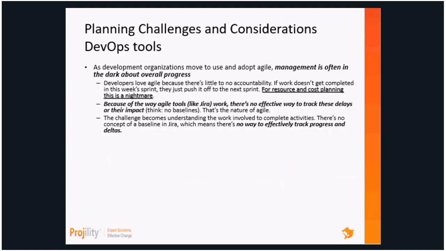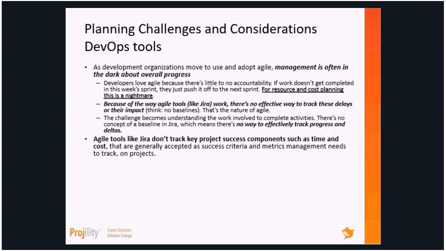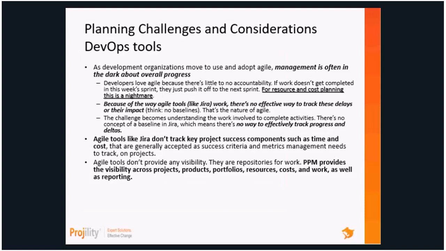So the challenge really becomes understanding what's involved in these activities and how are you going to track them to show progress. Agile tools like Jira also don't track a lot of success factors that are in a project management system like time and cost. Really, they're designed to track the work and the progress on those. So from a time and a cost perspective, you're always going to need a PPM tool. They also provide limited visibility across the portfolio, definitely across resources, not across costs and work, as well as provide the kind of reporting. So if you're trying to track on sprints and epics and iterations and how that's going, Jira and VSTS are great tools.